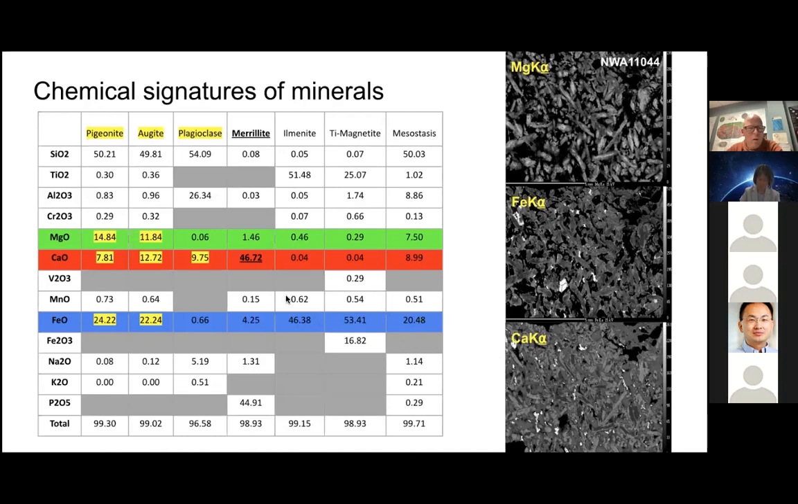Now, we also have another major mineral in this rock called plagioclase feldspar, and we can see that it's distinct from the two types of pyroxenes based on the fact that it really doesn't have any iron or magnesium to speak of.